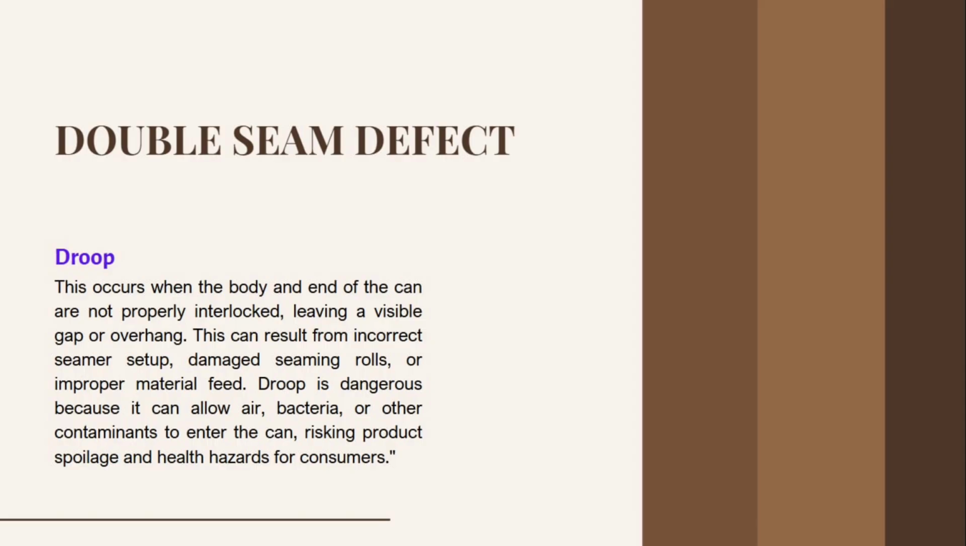Example for this is droop. So actually, droop occurs when the body and end of the can are not properly interlocked, leaving a visible gap or overhang. This can result from incorrect seamer setup, damaged seaming rolls, or improper material feed. Droop is dangerous because it can allow air, bacteria, or other contaminants to enter the can, risking product spoilage and health hazard for consumers.